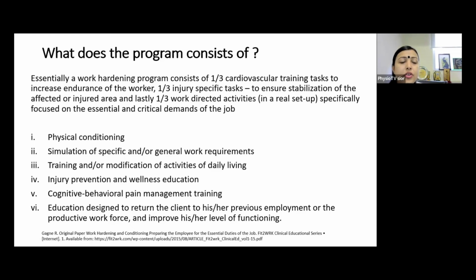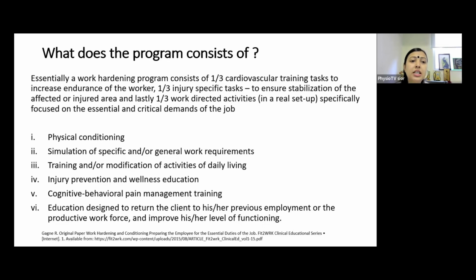Therefore, cardiovascular training has to be taken care of in 1/3 of the program, and 1/3 has to be for the specific tasks which were major complaints of the worker during the work hours, the ones which were actually the aggravating factors. So that has to be taken care of. And 1/3 is directed towards activities in a real setup. That is all the essential work demands which the person has to do for a larger number of hours, and the critical demands have to be taken care of. So that's how a work hardening program is designed.